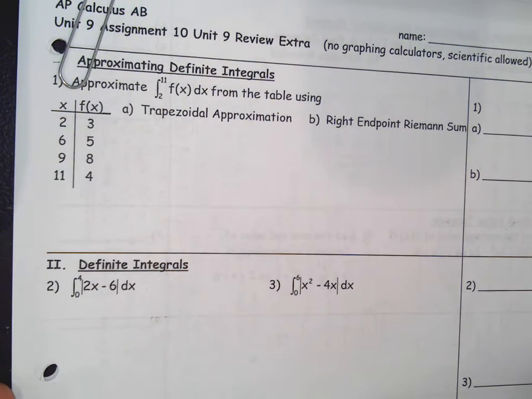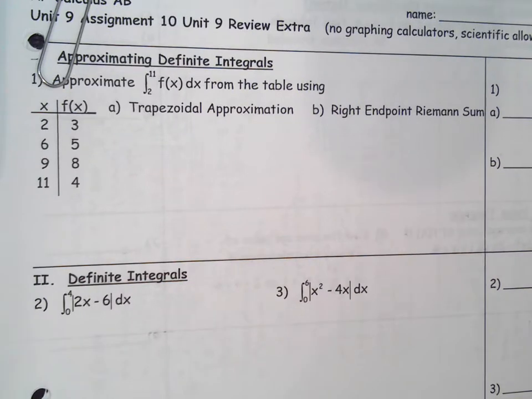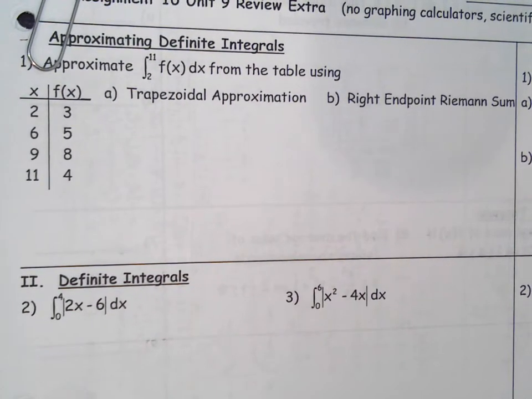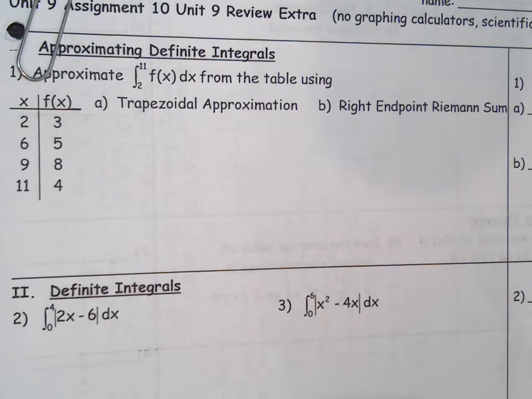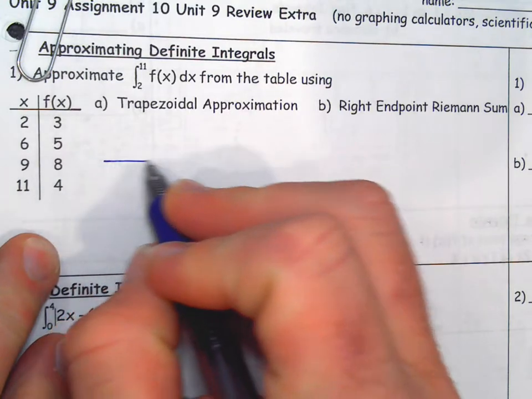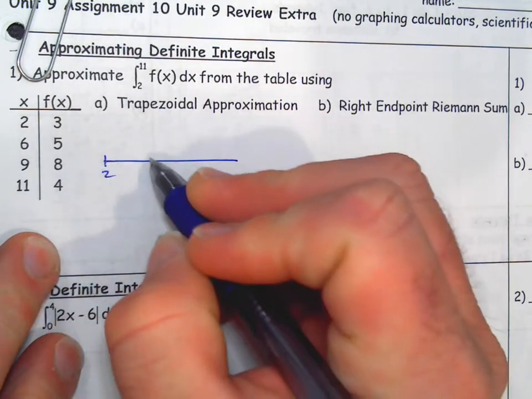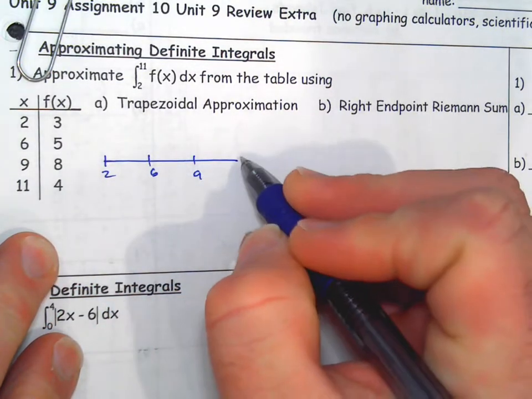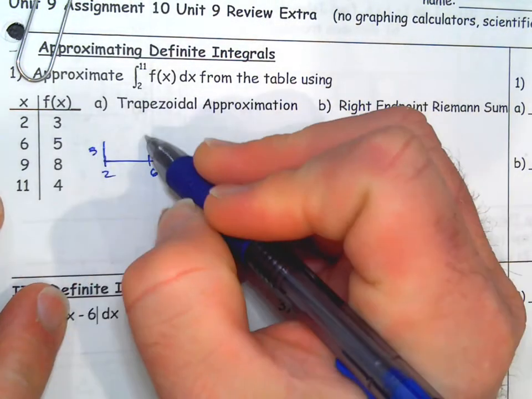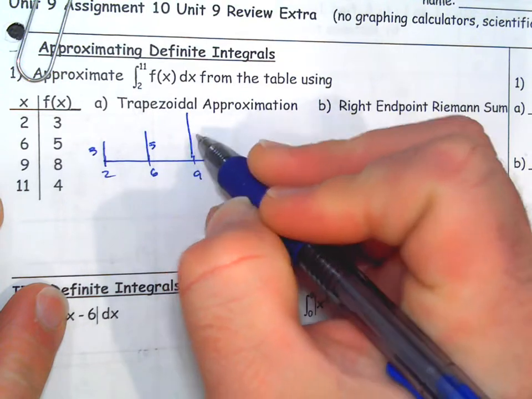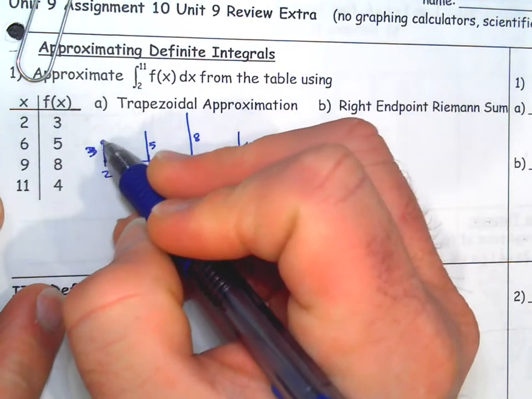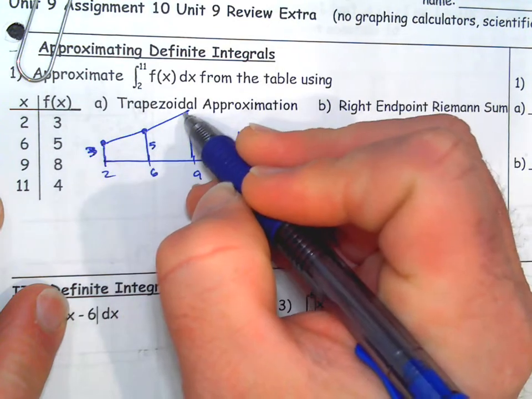Okay, first one's a little extra practice with approximations of definite integrals, either Riemann sums, which are rectangles, or trapezoids. We're going to use all the values here. Trapezoidal, I'm going to draw a quick picture just to organize information. 2, 6, 9, 11, 3, 5, 8, 4. So trapezoids just connect the endpoints.